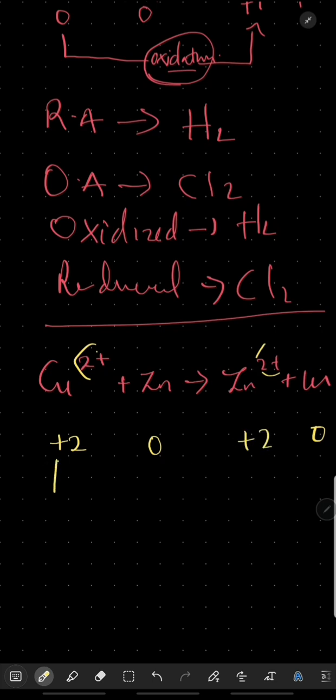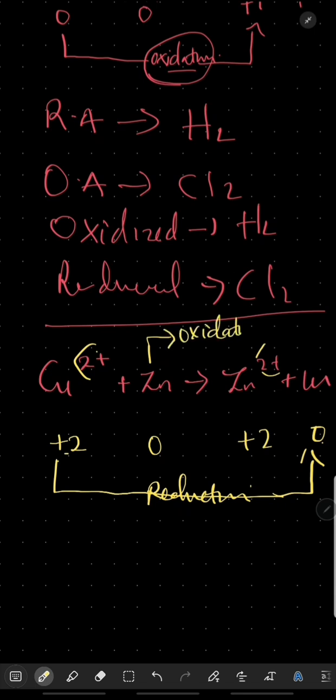Now look at it. Copper moved from plus 2 to what? To 0. At the beginning it is plus 2, at the end it is 0. So it decreased. So that is what? Reduction. The decrease in oxidation number is reduction. Zinc moved from 0 to plus 2, an increase in oxidation number. So this is what? Oxidation. So zinc is oxidized. Anything that undergoes reduction becomes the oxidizing agent. Anything that undergoes oxidation becomes the reducing agent. I hope it's clear to you. And I've told you that the oxidizing agent is also called oxidant, and the reducing agent is also called reductant.